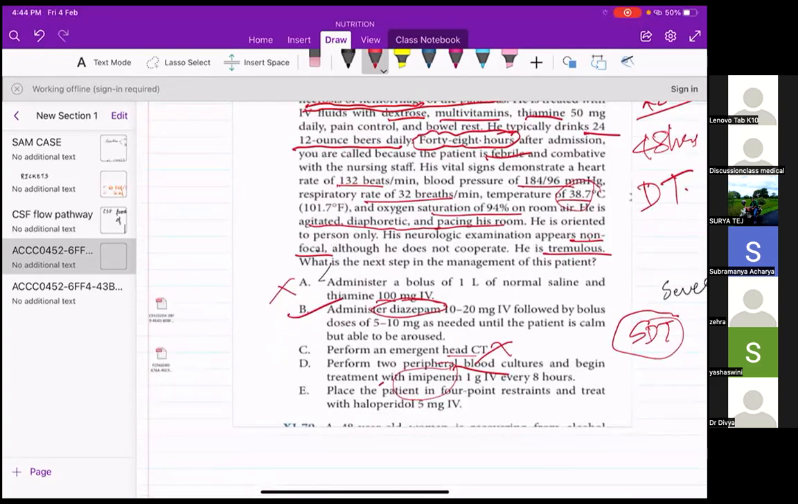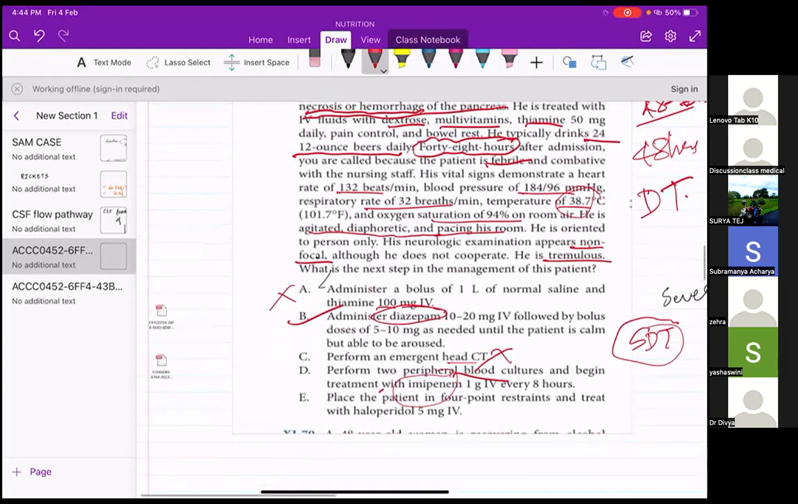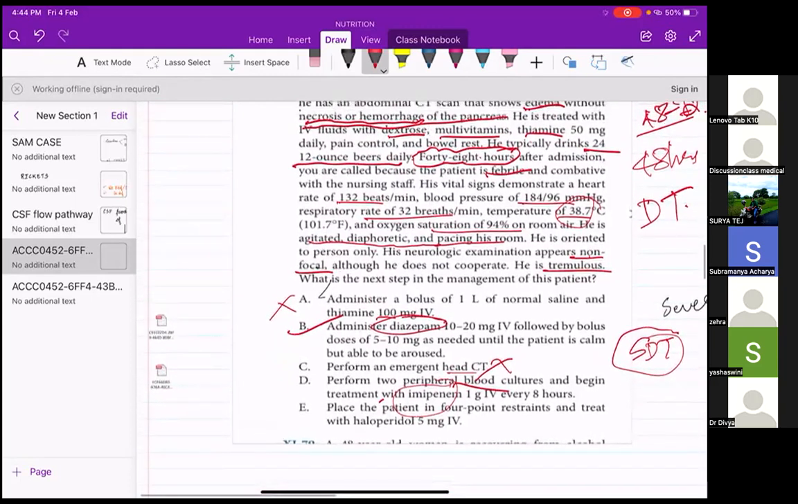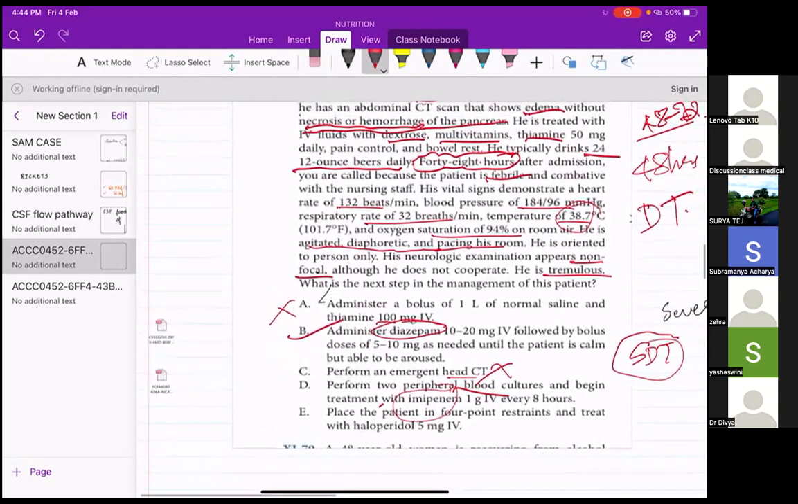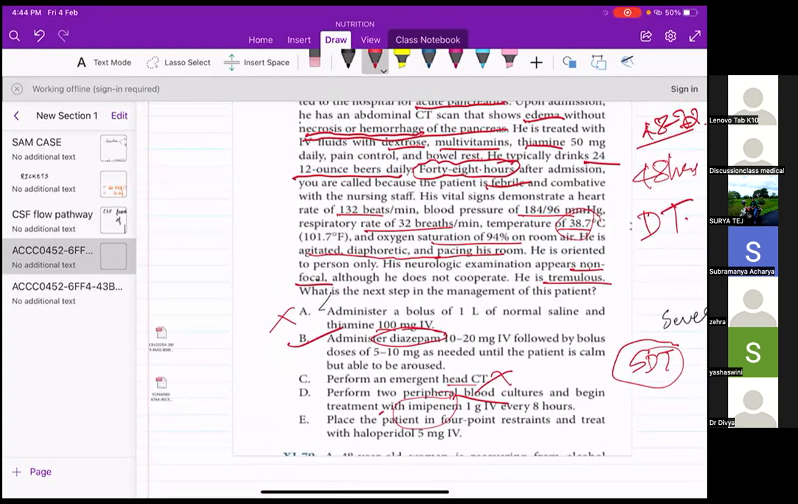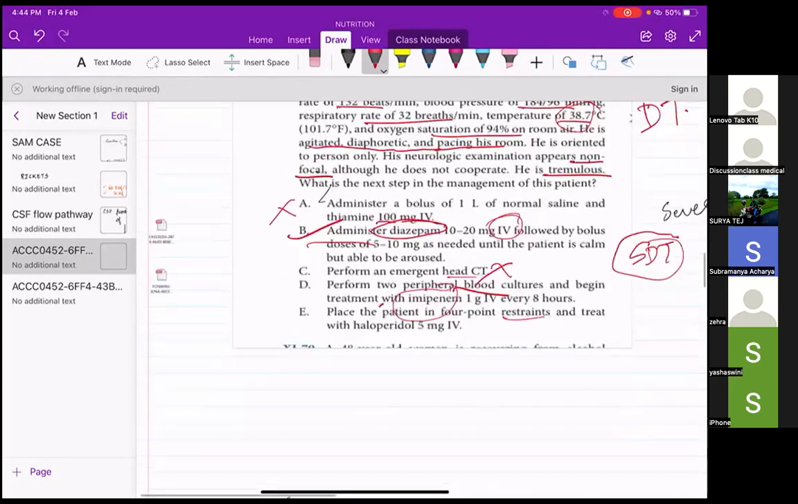Place the patient in 4-point restraints and treat with haloperidol 5 mg IV. Okay, these restraints are how you tie a patient, right? So that is what they're telling. This patient is already agitated, this might even harm him. So the best option will be giving diazepam, which I already said is the treatment option. Here, since he's very agitated, I'm giving it IV, otherwise you will give him oral. So this is about delirium tremens.